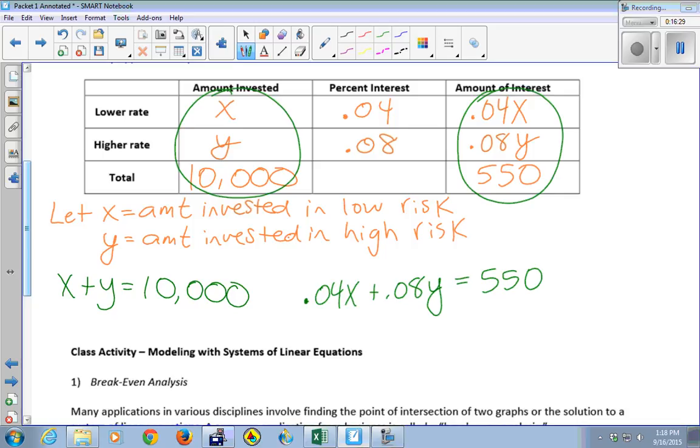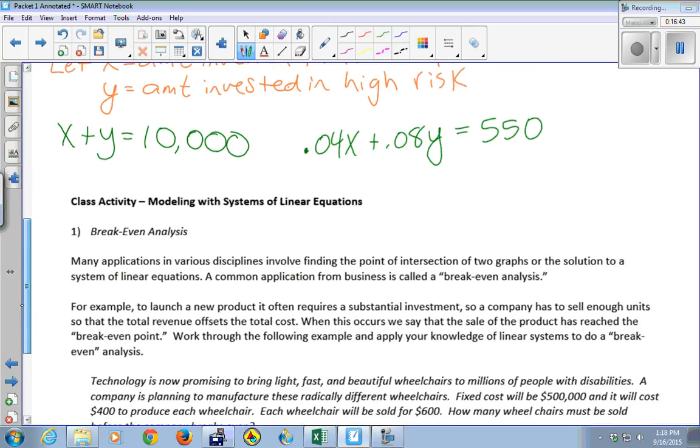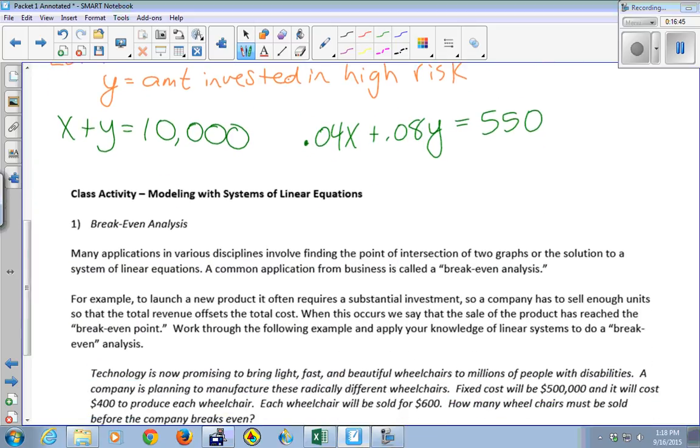And then I'll let you solve it using your favorite method when you have an opportunity. I'm not going to finish. I'm going to have you jump into your class activity, do some practice solving problems using two equations, two unknowns.